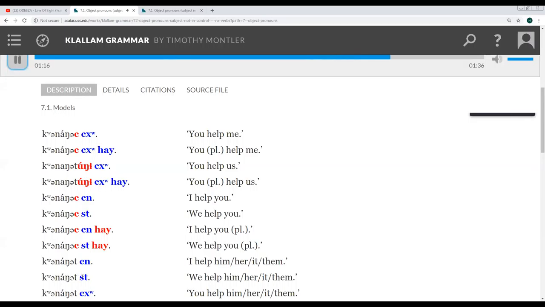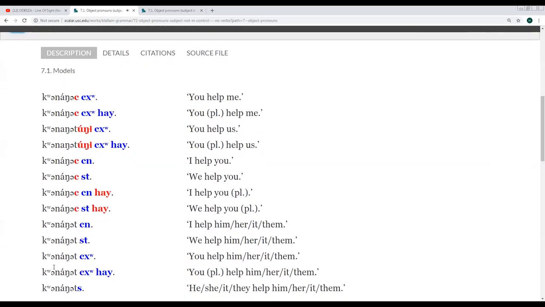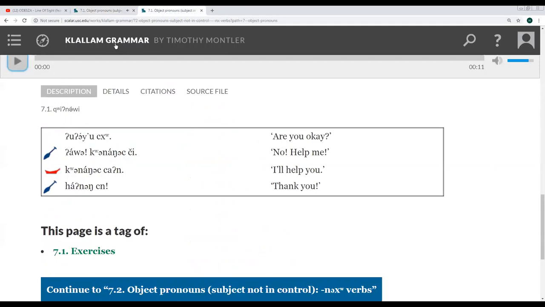And I help him. We help them. You help them. And you folks help them. And he helps him.